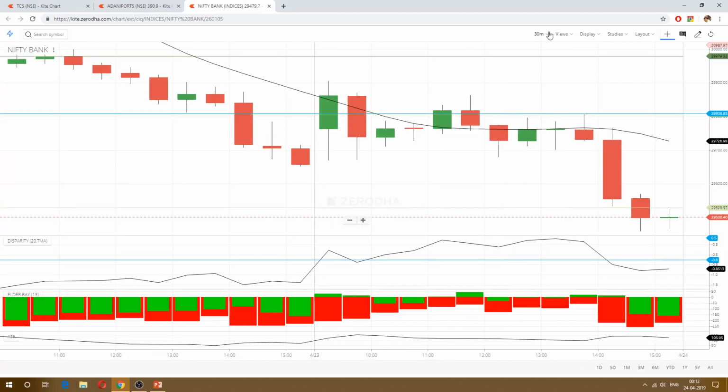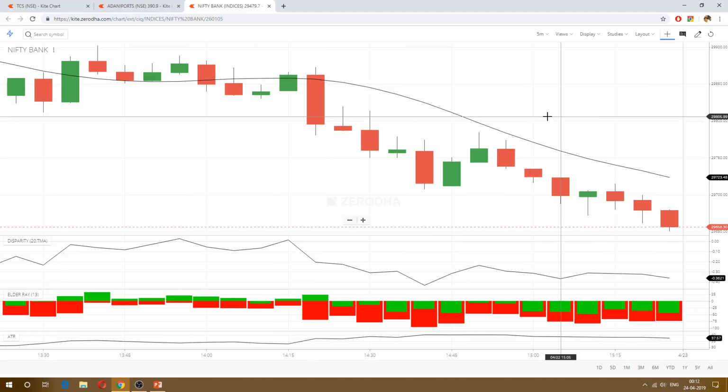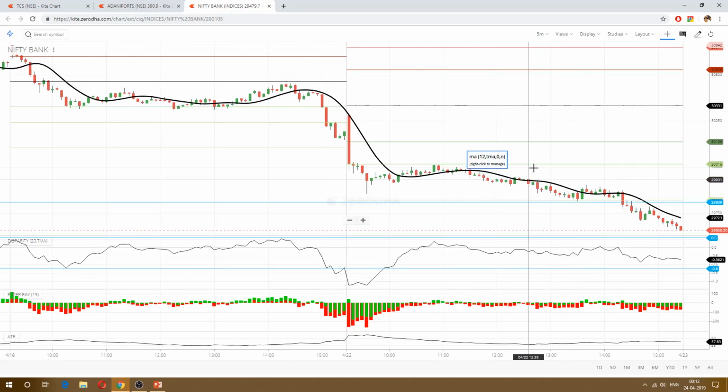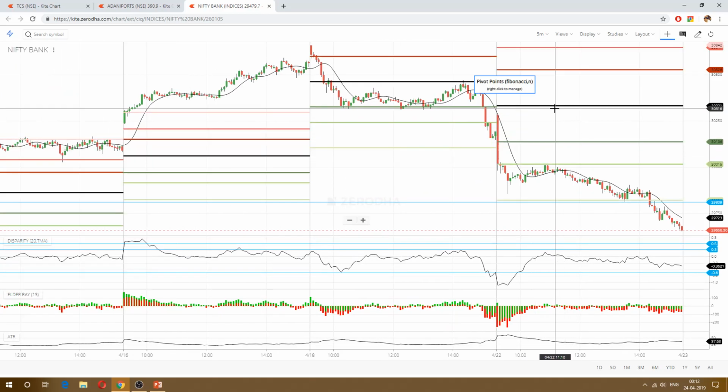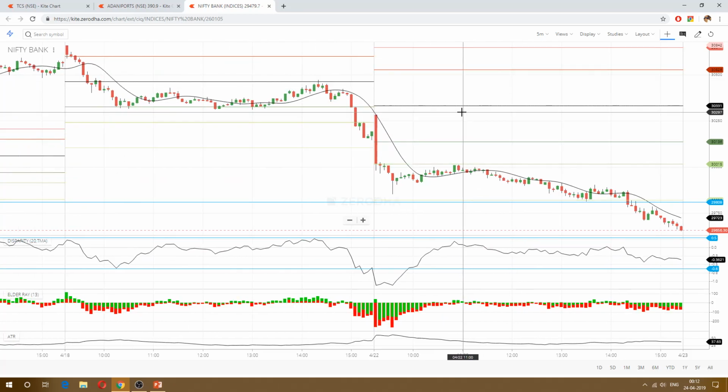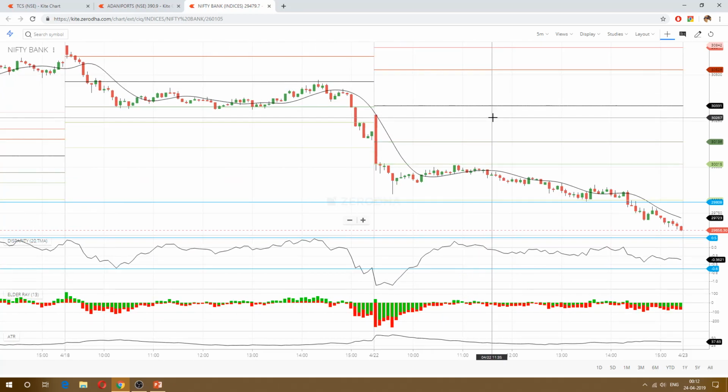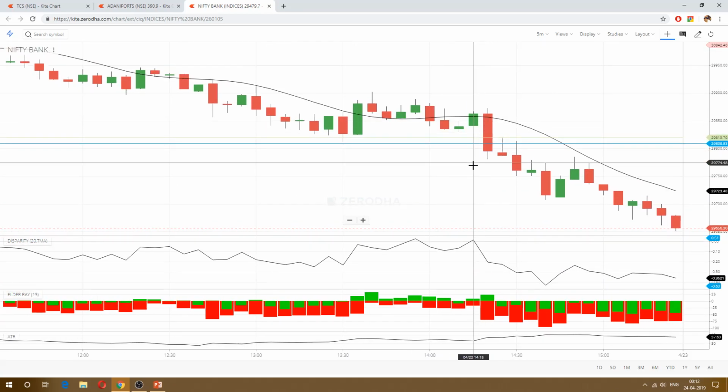30 minutes and 1 hour pivot lines are the same, and 5 minutes, 10 minutes and 15 minutes are the same. Okay, with that said in mind, let's go ahead and look at a Nifty Bank trade.